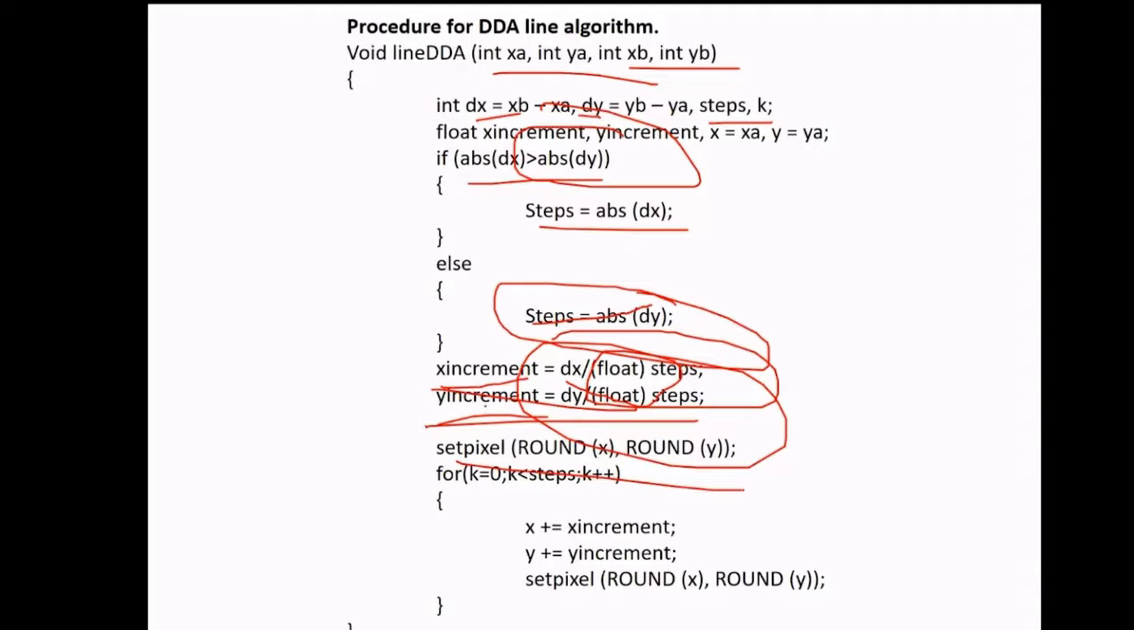So once you get this, you have to take the rounded value of x and y. As I told you, the DDA algorithm will always take the rounded value instead of the floating point value. So if it is 4.5 or something, it will round it up to 5, or if it is 5.5, it will round it up to 6. So you have to take the rounded value, and set pixel will color that pixel with that value.